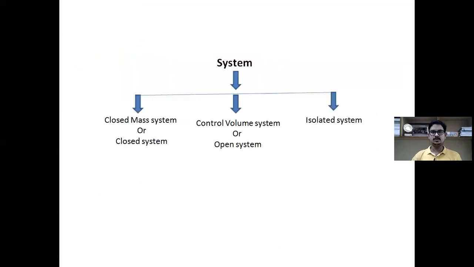If you divide the systems, there are three basic types of system. One is the closed system, another is the open system, and the third one is the isolated system. The closed systems are called closed mass systems. The open systems are also called control volume systems. In the next class, we will be studying the definitions with examples for these various types of systems.